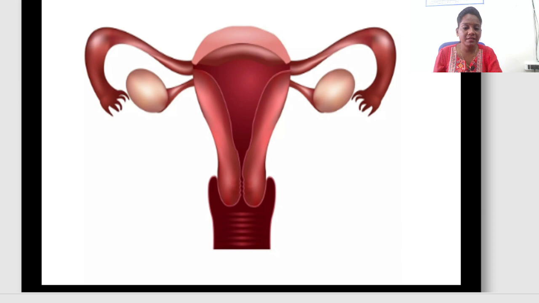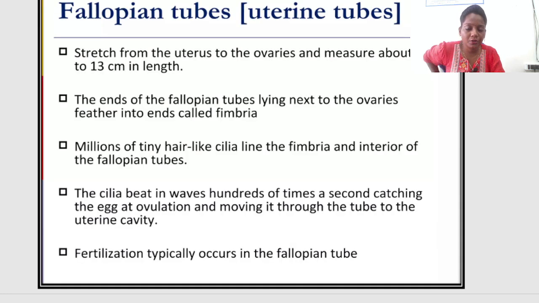Here we will see the next important things in the fallopian tubes. Fallopian tubes are also called uterine tubes, and salpinges also. They stretch from the uterus to the ovaries. Already I said it is a connecting tube-like structure which measures about 8 to 13 centimeters in length.